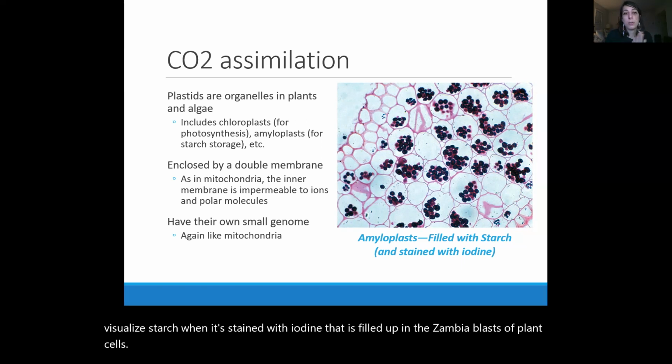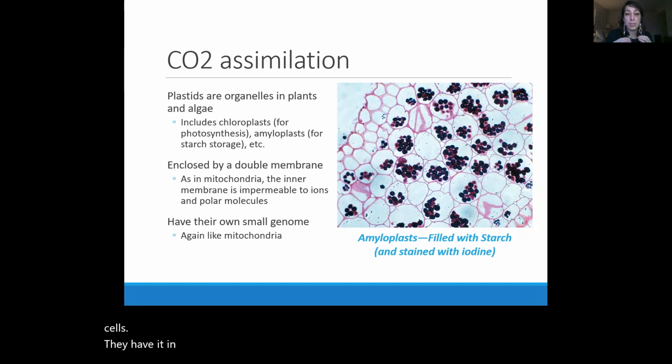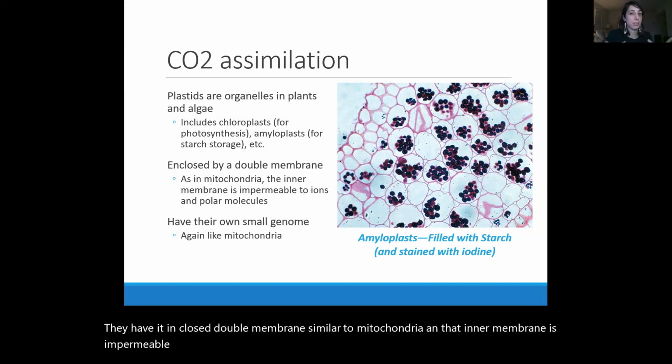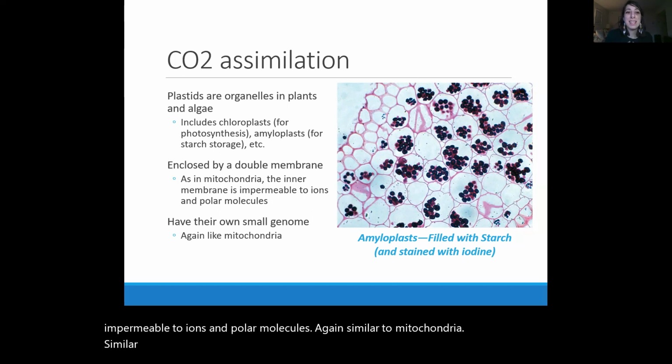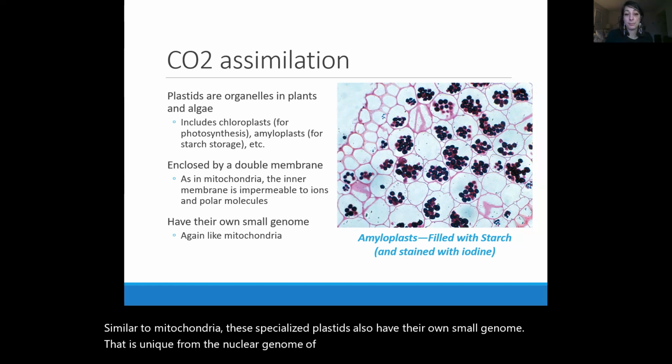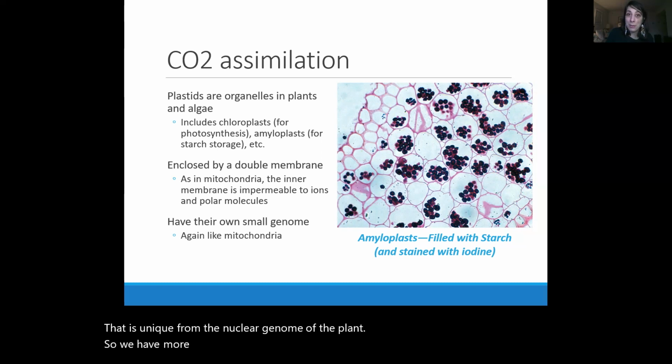They have an enclosed double membrane, similar to mitochondria, and that inner membrane is impermeable to ions and polar molecules, again, similar to mitochondria. Similar to mitochondria, these specialized plastids also have their own small genome that is unique from the nuclear genome of the plant. So we have more in common with plants than you might have thought.